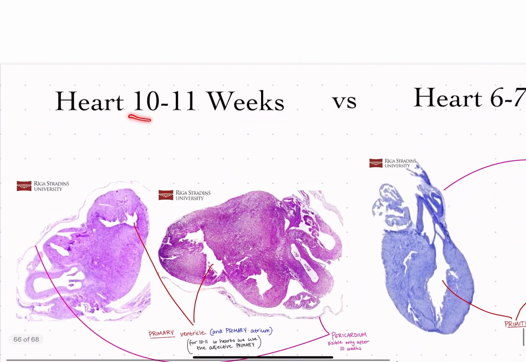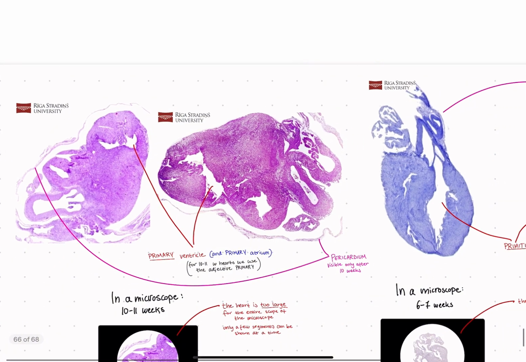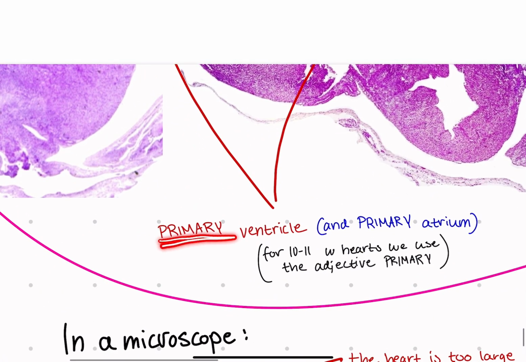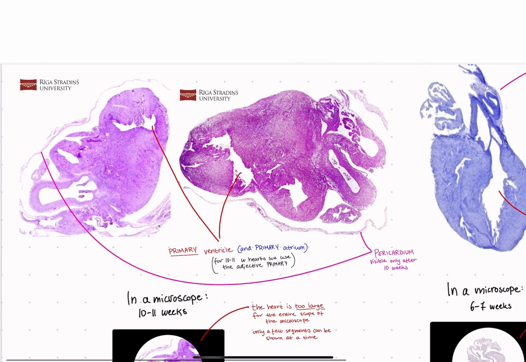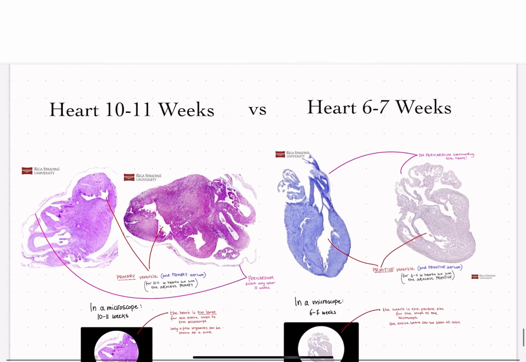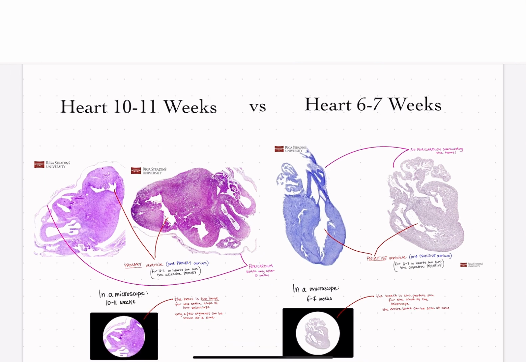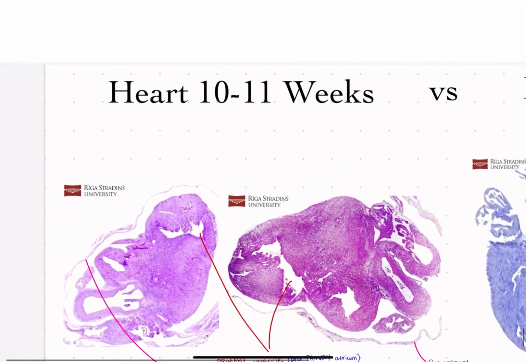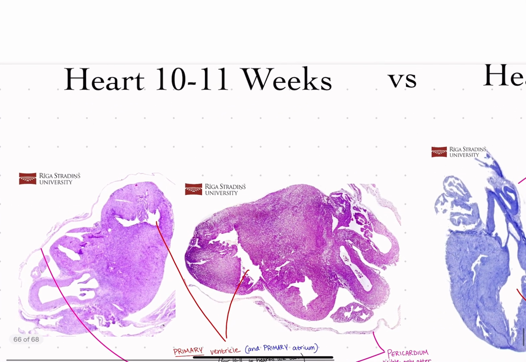In a 10 to 11 week old heart, instead of primitive we use the word primary. So in this case, a primary ventricle or a primary atrium. Now that's a theoretical difference in terms of what you write in the practical part of the colloquium. For visual differences, we actually have 2 signifiers that will help you identify if you're looking at a 6 to 7 week old heart or a 10 to 11 week old heart. The first difference is something that we can visually identify in a much older heart, which is the pericardium.